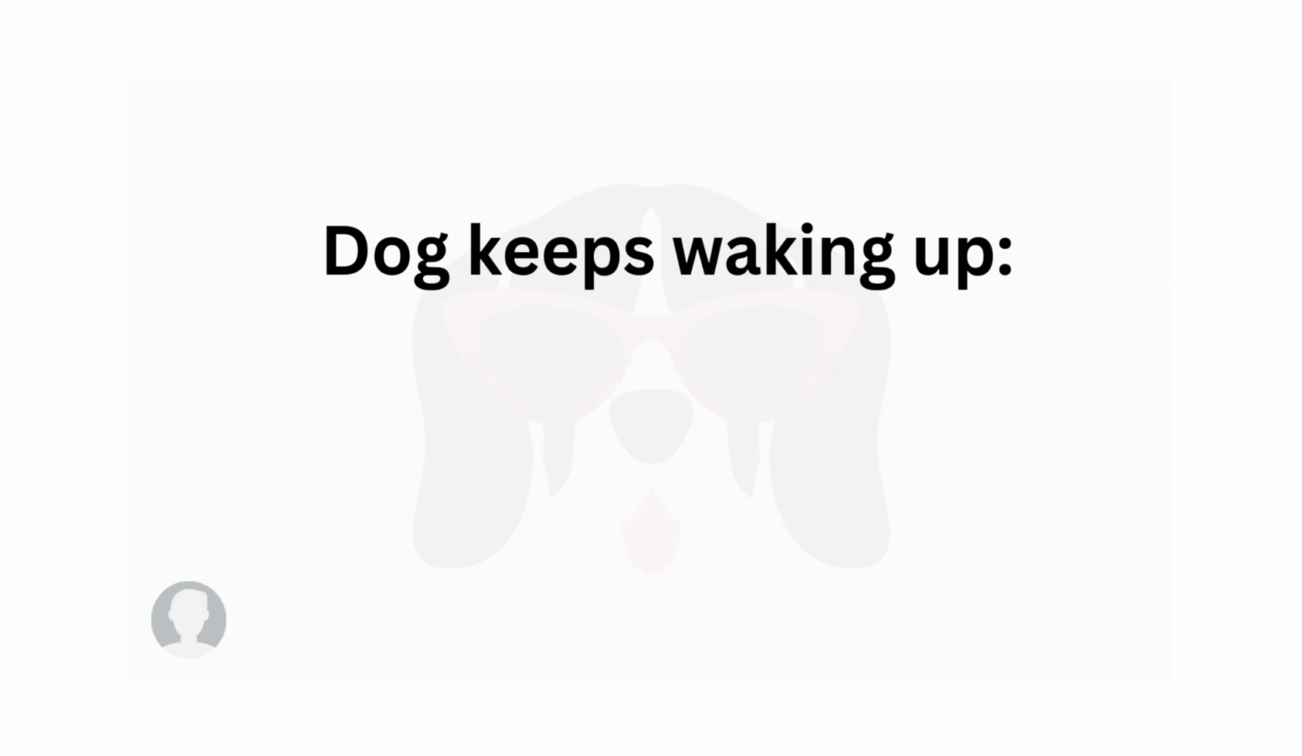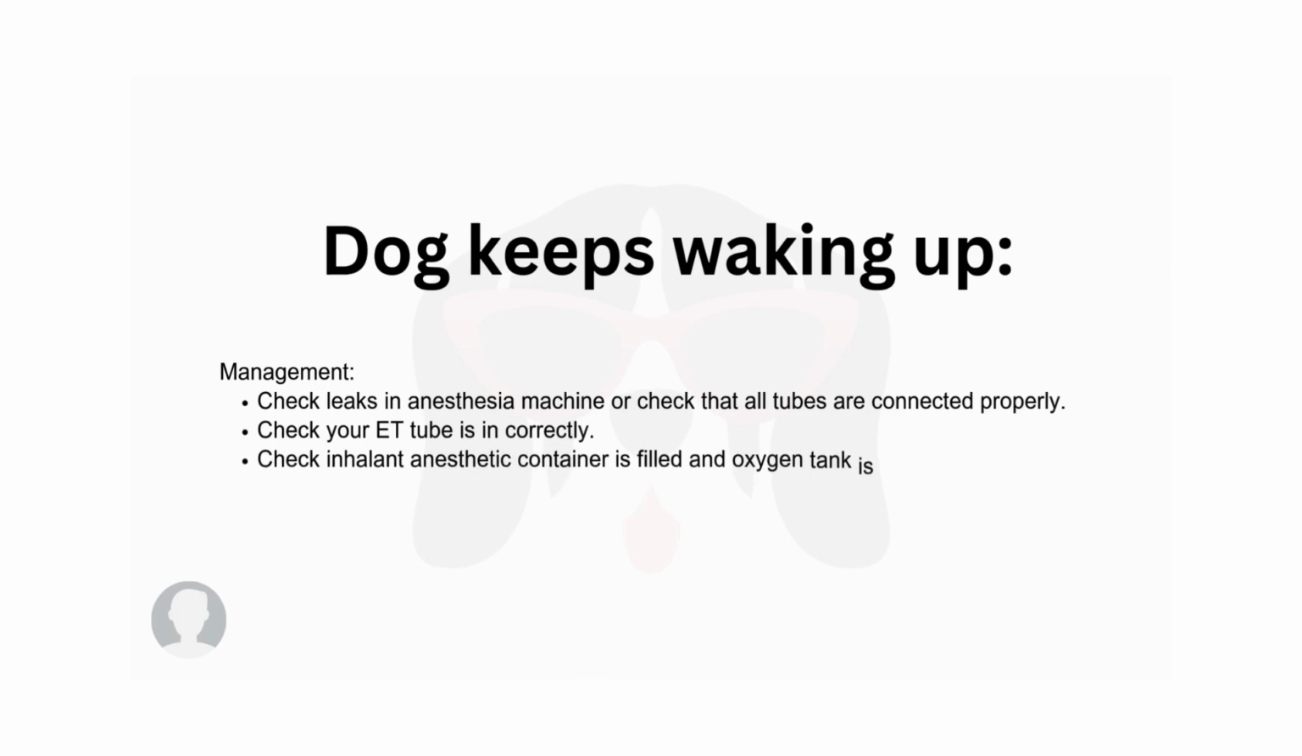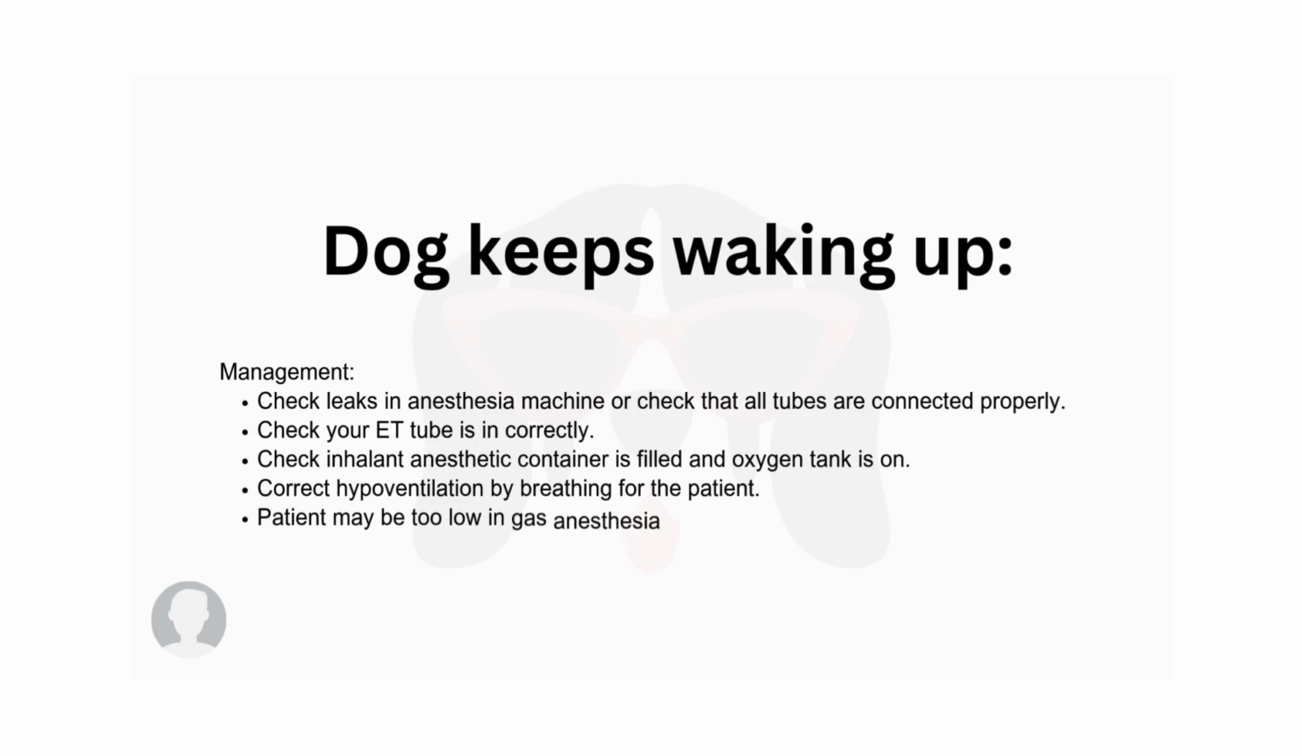So the first thing you're going to do is check for leaks in your anesthesia machine and check that all tubes are connected properly. You want to check that your ET tube is in correctly. You're going to check that your inhalant anesthetic container is filled and that your oxygen tank is full and open. If your patient is hypoventilating, then you need to start breathing for your patient. Or it may just be that your patient is too low on gas anesthesia, so you may need to adjust your MAC.